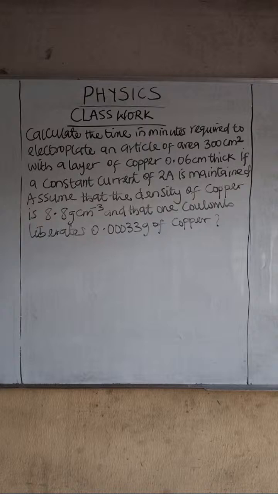Okay, this is the question we should solve. This question is similar to the last one. It's just for you to actually look for your time and then convert it to minutes by dividing it by 60.